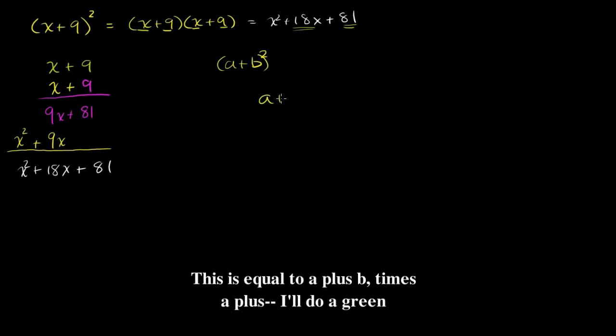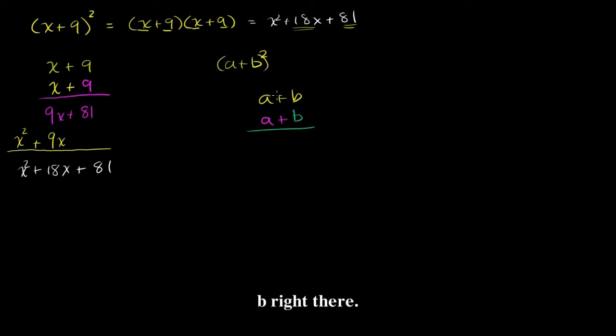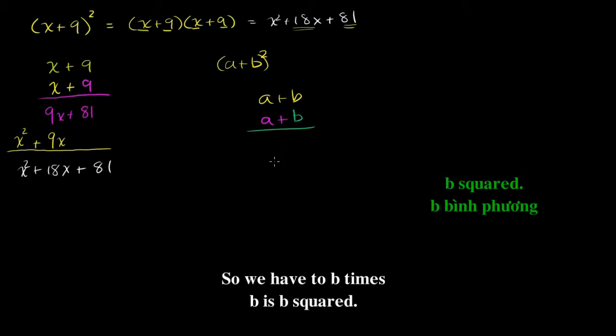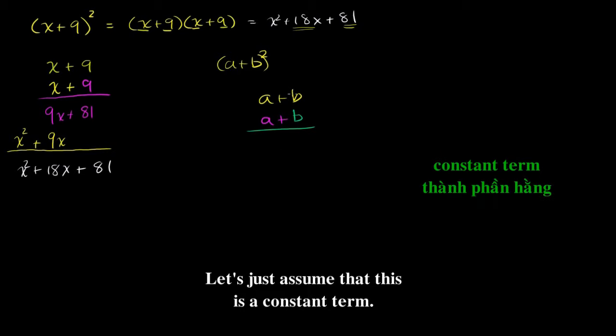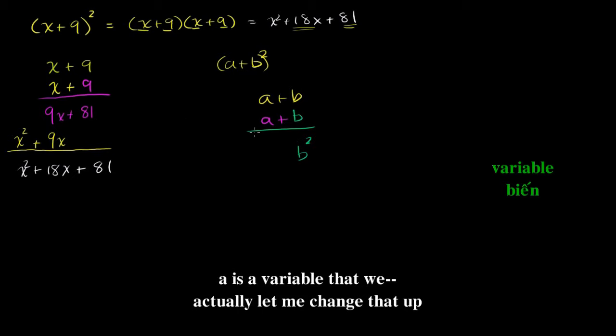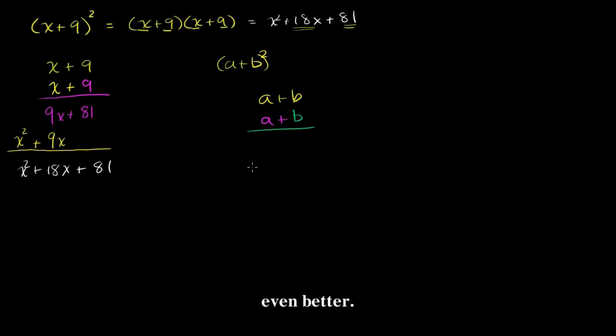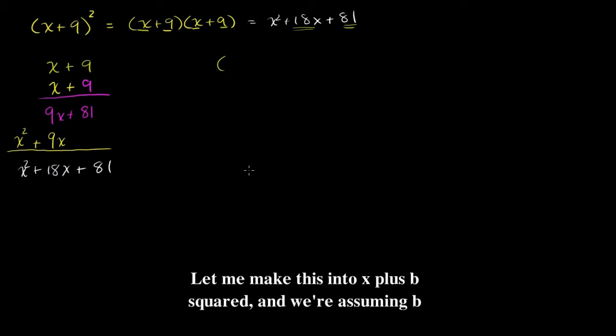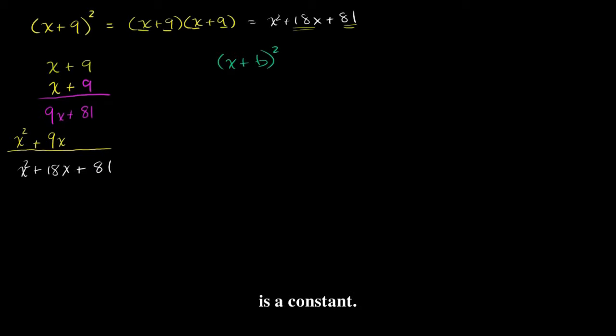This is equal to a plus b times a plus, I'll do a green b right there. So we have b times b is b squared. And let's just assume that this is a constant term. I'll put in the b squared right there. I'm assuming this is a constant, so this would be analogous to our 81. A is the variable that we, actually let me change that up even better. Let me make this into x plus b. X plus b squared. And we're assuming b is a constant.